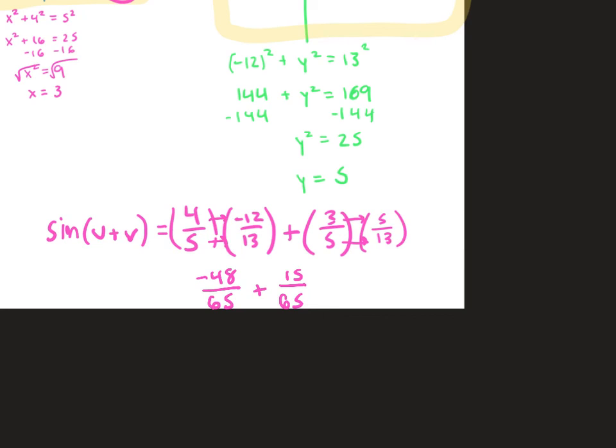So now we just add our two fractions. What's negative 48 plus 15? Negative 33. Negative 33 over 65. So this is our answer.